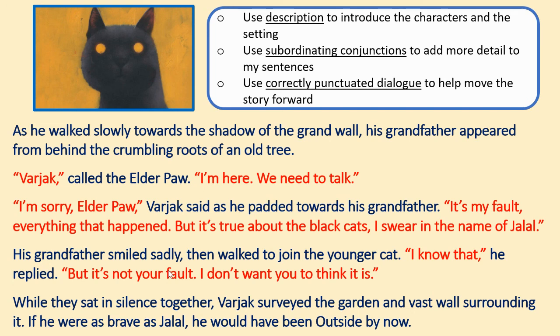So your success criteria is there. We want description to introduce the characters and setting, subordinating conjunctions to add more detail, and correctly punctuated dialogue. Don't forget other skills that you've used and learned about, the fronted adverbials, they're all useful. That's all really good writing skills and techniques that you can add into your writing. But I really, really want you to make sure that you are correctly punctuating the dialogue. That's my number one priority with this.